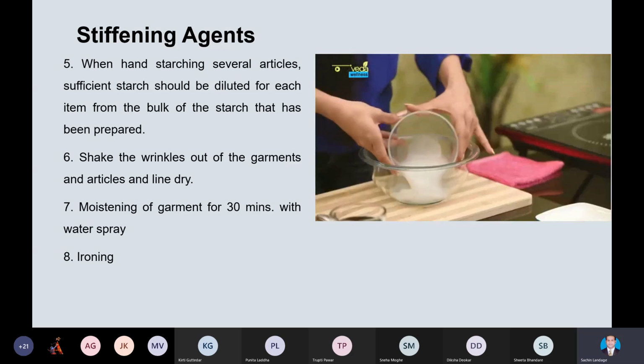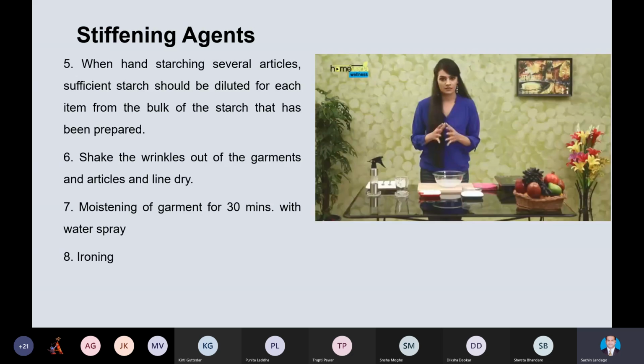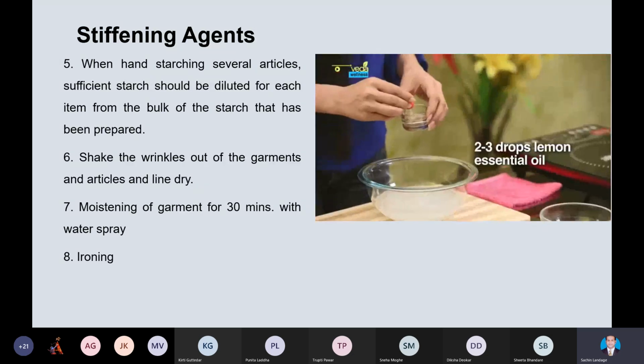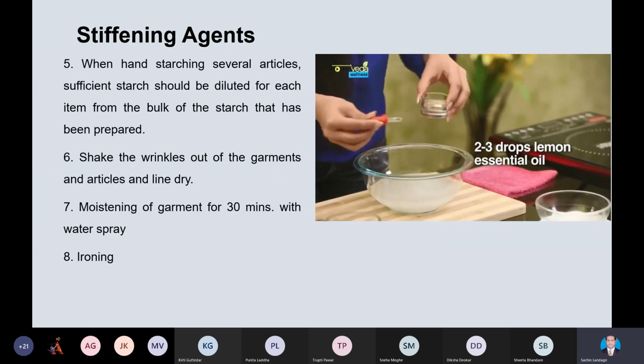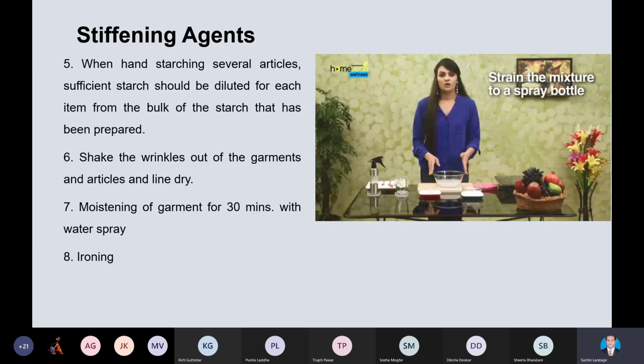Once it has cooled down, add 1 cup of water to the starch. This will help to dilute it and make it thinner in consistency. Add 2 to 3 drops of your favorite essential oil. We're using lemon essential oil here. Mix this well. With the help of a sieve, strain this mixture into a spray bottle. Your starch spray is ready to use. Store this in a cool space, preferably in your refrigerator.